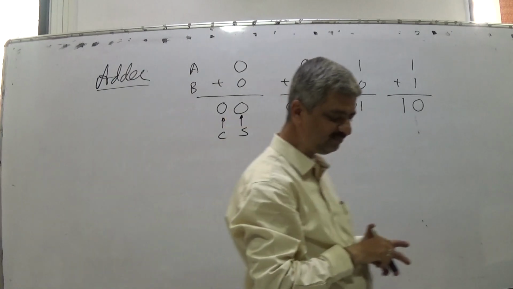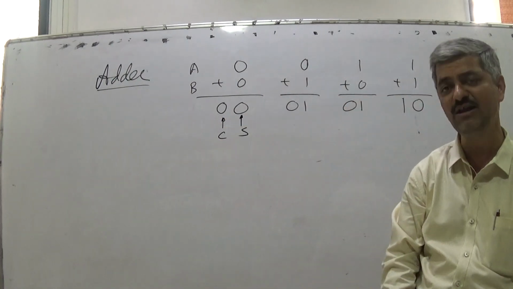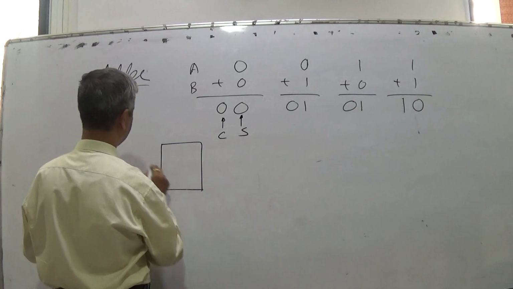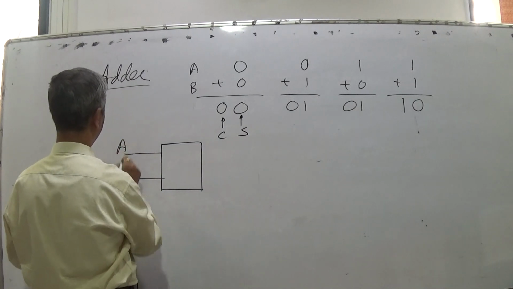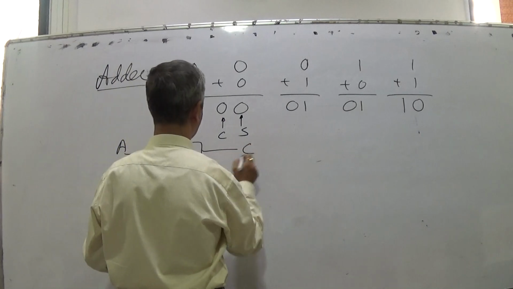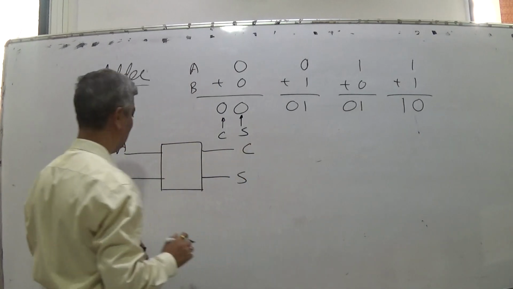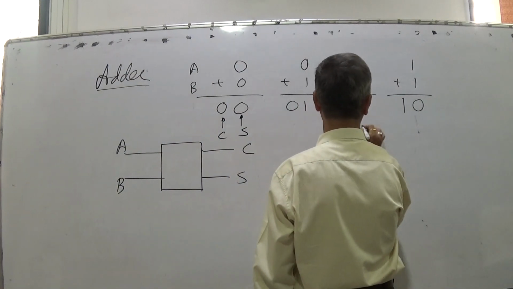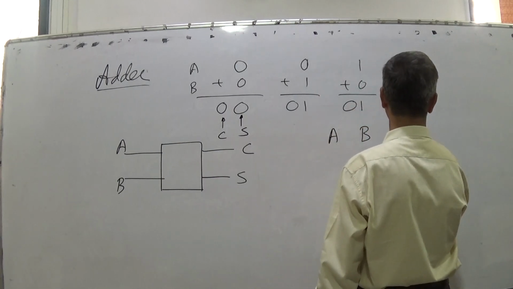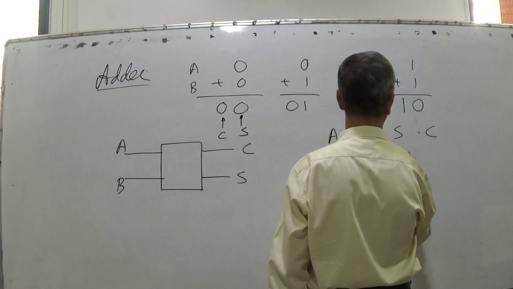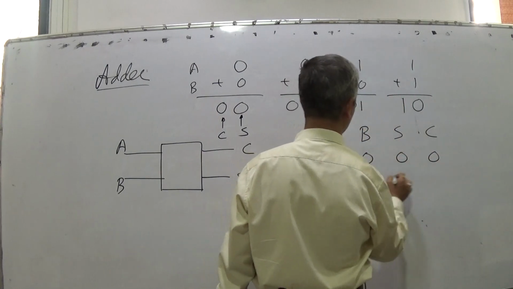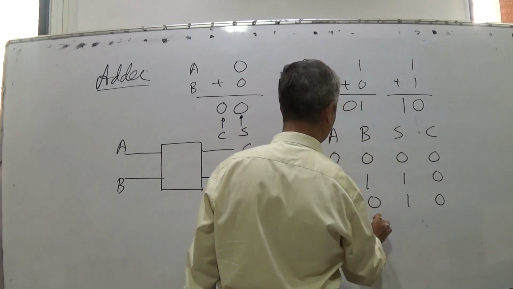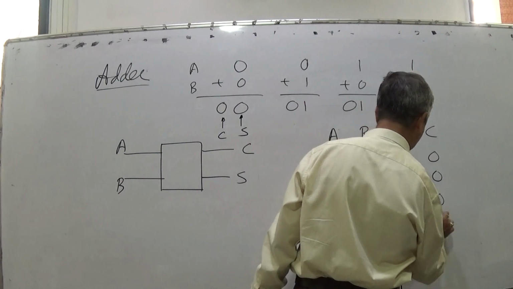So now we want to construct a very small circuit called as half adder, which is having inputs as A and B and outputs as carry and sum. So what we want? When A and B, we can write a truth table, sum and carry. When A is 0, B is 0, sum is 0, carry is 0. When A is 0, B is 1, sum is 1, carry is 0. When A is 1, B is 0, sum is 1, carry is 0. When A is 1, B is 1, sum is 0 and carry is 1.